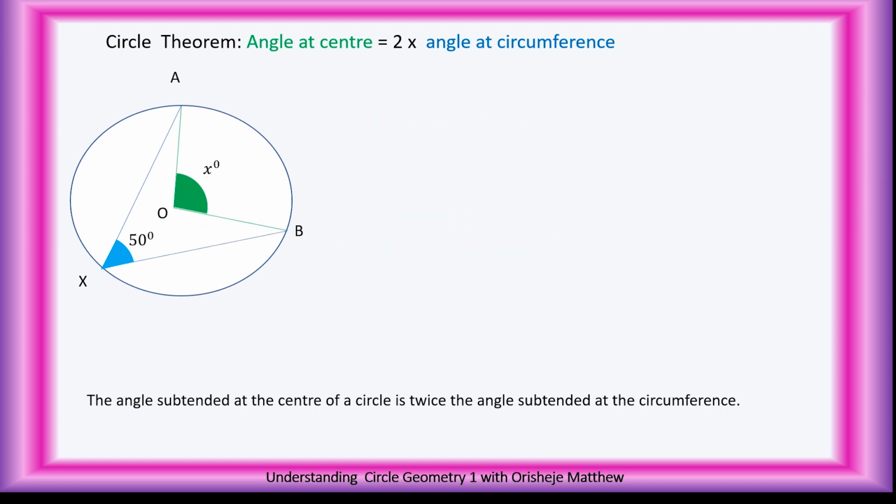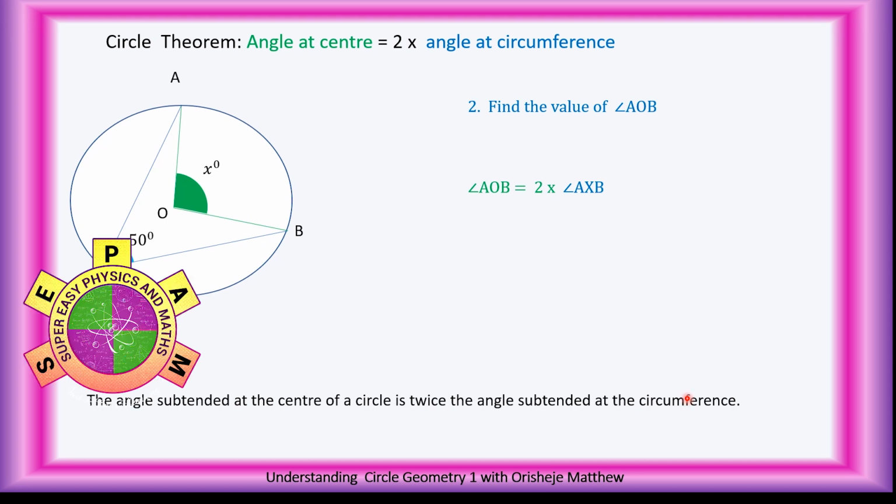So we have that question. So let's look at the other way. If you are given the angle subtended at the circumference and you want to find the angle at center, you apply the theorem. The angle subtended at the center of the circle is twice the angle subtended at the circumference. So find angle AOB. That is the question here. So what do you think you will do? Angle AOB is equal to twice the value of angle ASB. That is twice 50 degrees. That is equal to 100 degrees.